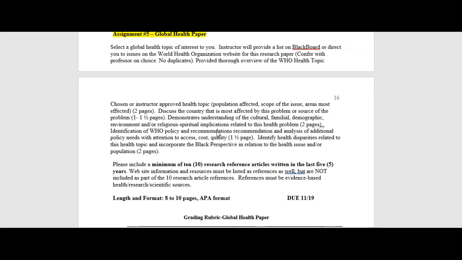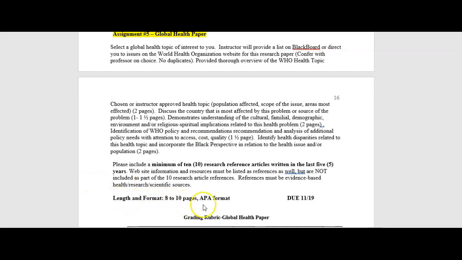You're also going to incorporate the lens of the Black perspective in relation to COVID-19 in that country. Please include a minimum of 10 research reference articles for this. Make sure that these articles are at least within the last 5 years. COVID-19 is a current phenomenon, and you want to use the most recent literature to inform your understanding of it.